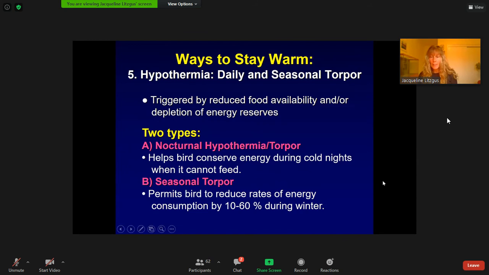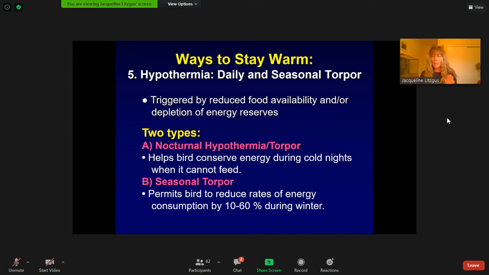Okay. And then the fifth way to stay warm is to use hypothermia, to actually let their bodies go into hypothermia. So some birds, particularly small birds that depend on seasonal food like nectar and insects, have to allow their body temperature to fall below normal levels at certain times of the year when these food items and nectar and insects are not available. So in the winter, for example. But there's two types of this hypothermia. There's a daily version and then there's a seasonal version.